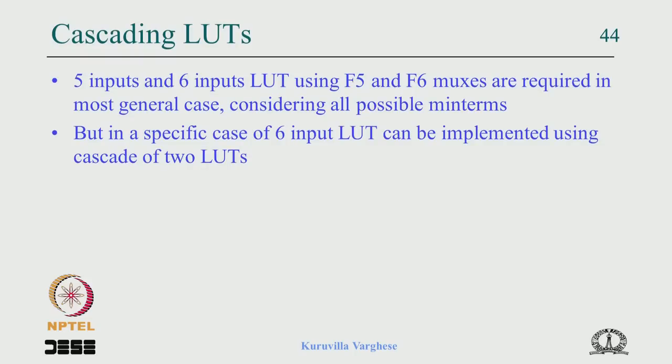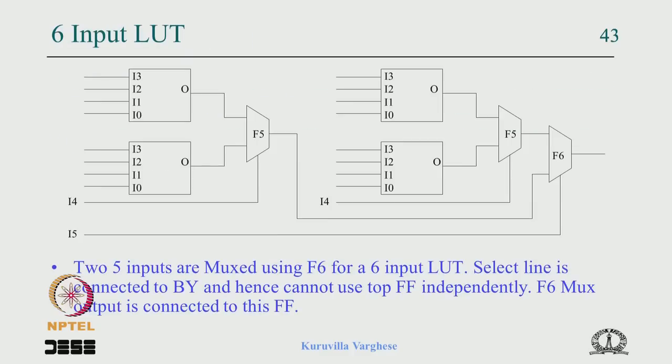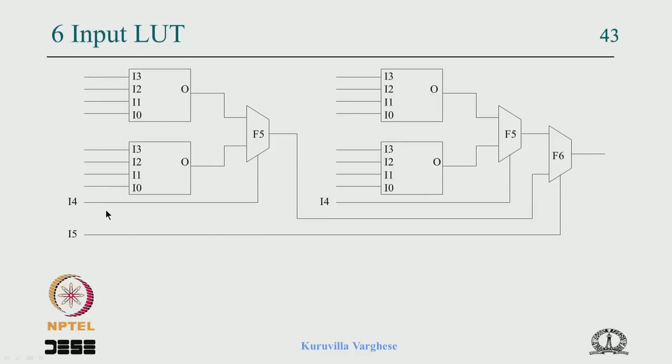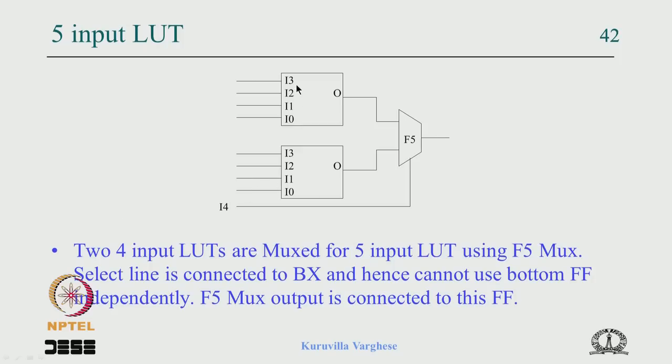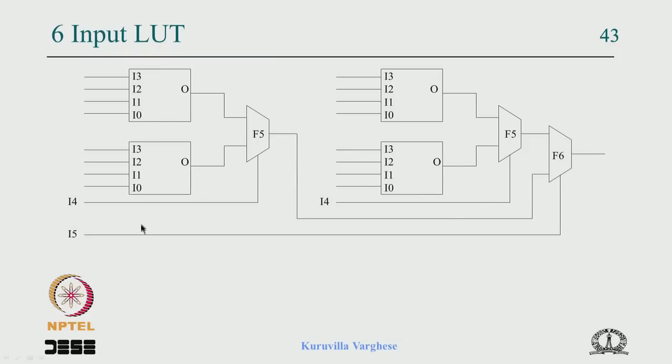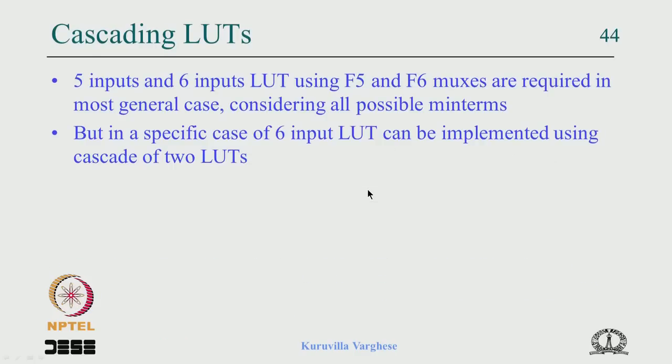Now this should be understood: when I say 5 variables, like A, B, C, D, E, then you implement that using a 5 input lookup table using an F5 mux. Many a times it is not required. Or say you have 6 variables, then it is not necessary that you have to go for a 6 input lookup table for implementation. In some specific cases you can cascade lookup tables.